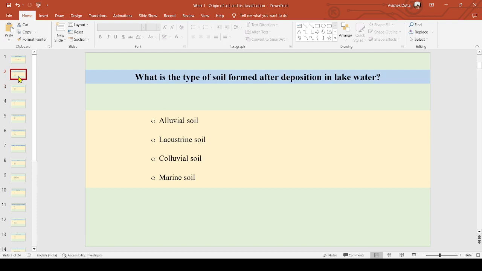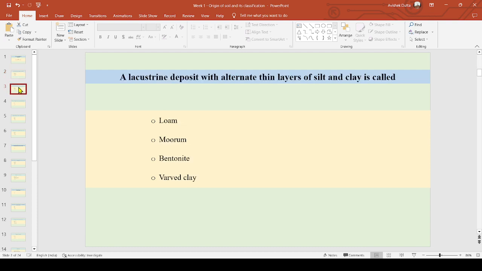You just have to remember the deposition in the lake water, and then you just write down the answer. A lacustrine deposit with alternate thin layers of silt and clay. Here, alternate thin layers of silt and clay is the main theme of the question. What is the type of soil? Is it loam or muram or bentonite or barved clay?